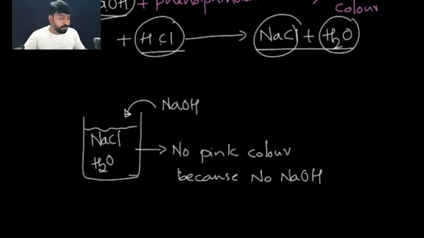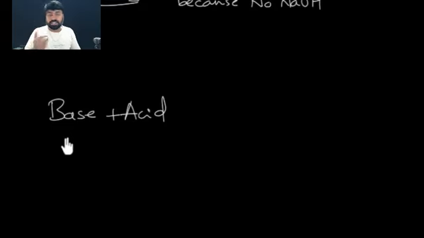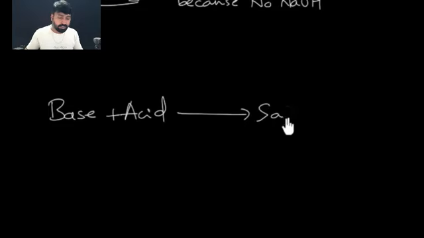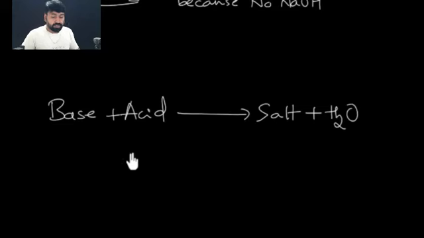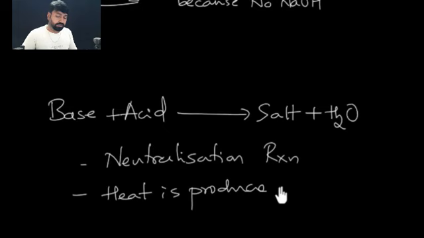So this is a fact, students. The only thing we can conclude from all these experiments is that whenever a base reacts with an acid, the base properties get nullified by the acid. Salt is formed, and along with it water is formed. Such reactions are called neutralization reactions. Always remember, in the neutralization process heat is produced during the reaction.